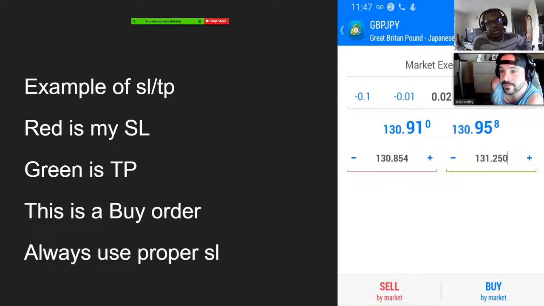The base is always going to be one. So disregard that. The base pair is always one. What's the 130.91 and what's the 130.958? That's the spread of the yen. Yes, that's a spread. So those are both yen. That's all I was trying to ask, dude. Yeah, both those numbers are yen.